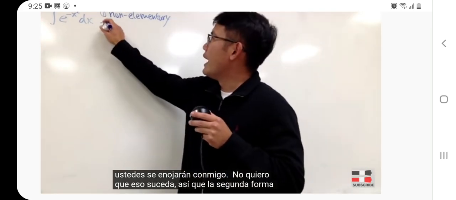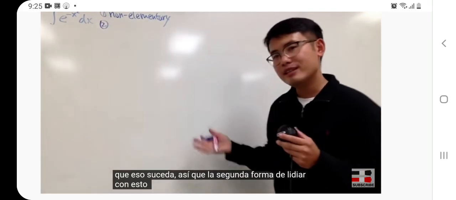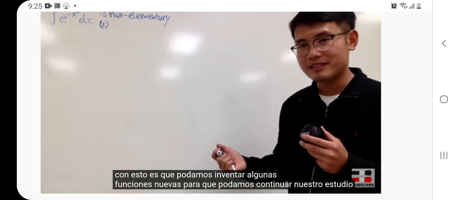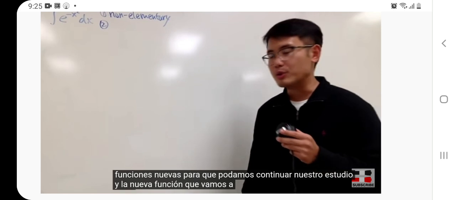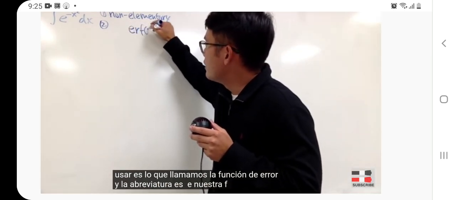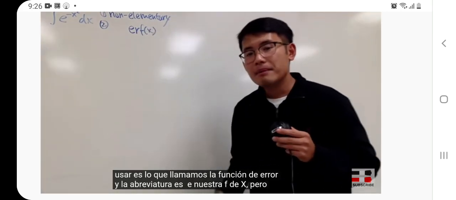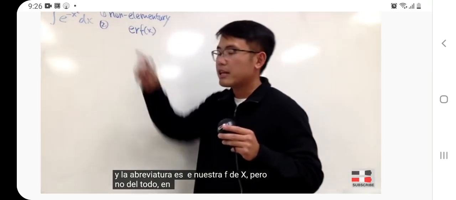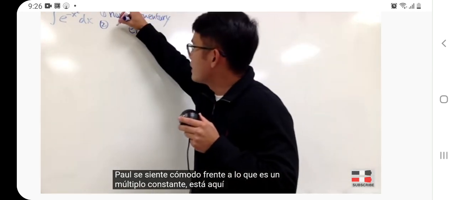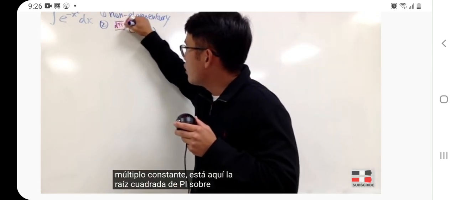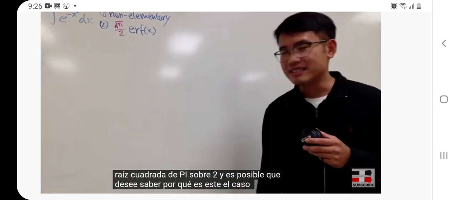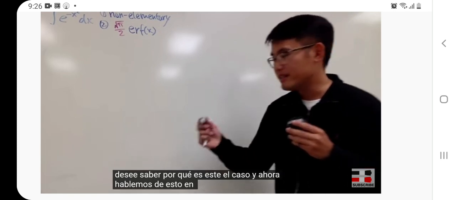So the second way to deal with this is that we can invent some new functions so we can continue our study. And the new function that we're going to use is what we call the error function, and the abbreviation is erf of x. But not quite. There is actually some constant multiple in front. And what's the constant multiple? It's right here, square root of pi over 2. And you might be wondering, why is this the case? Now let's talk about this in detail.